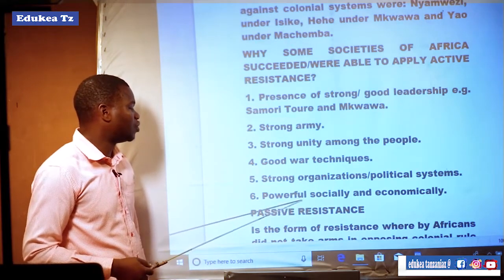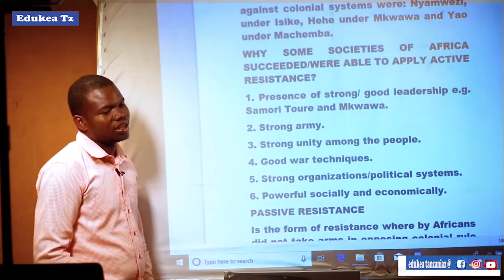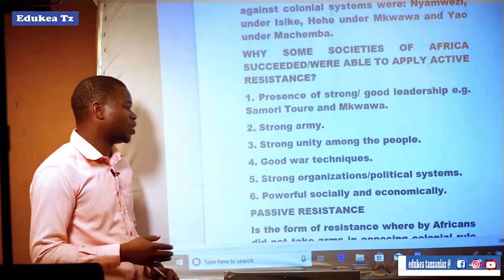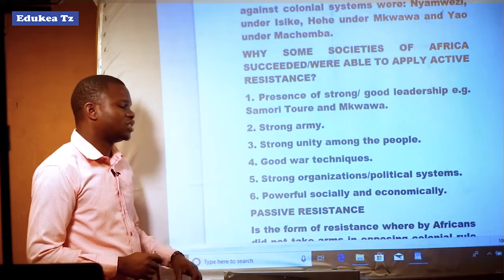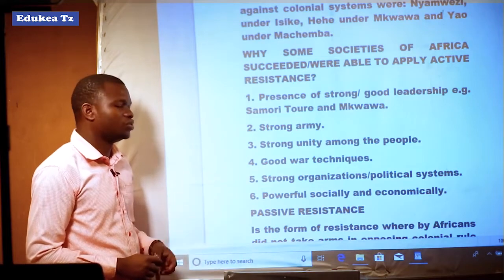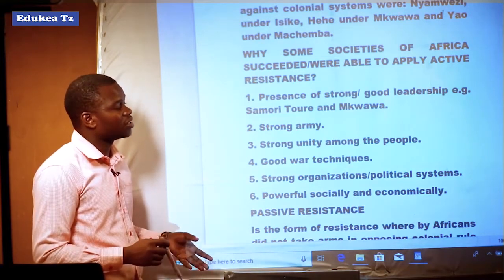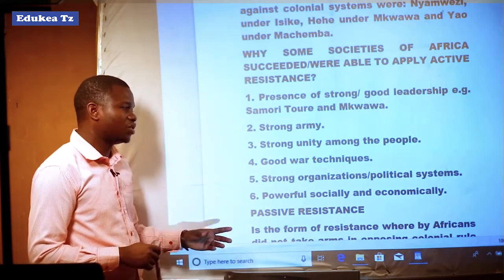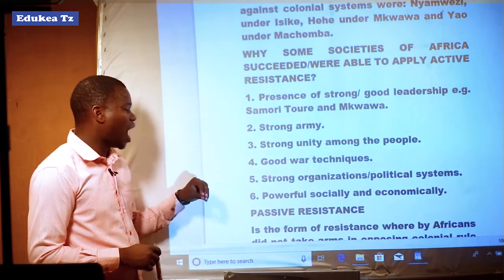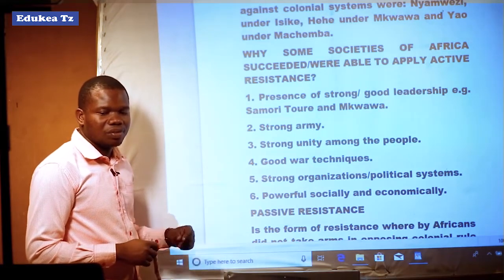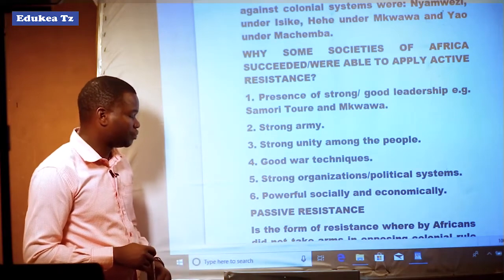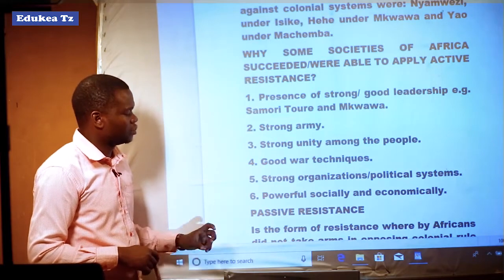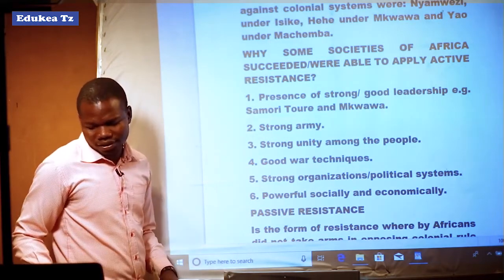Another factor was being powerful socially and economically. They were sustained socially and economically. That is why some resistances did not last just 1 year or 2 years. Some resistances lasted 3, 4, up to 5 years. Because of this, they were able to fight actively against the imposition of colonial rule. So these are the active resistances. Let us proceed with the passive resistances.